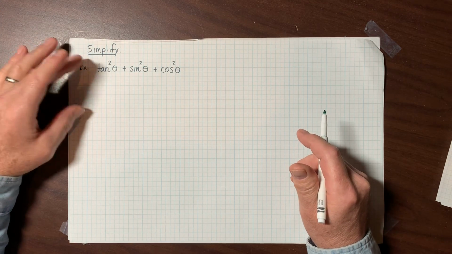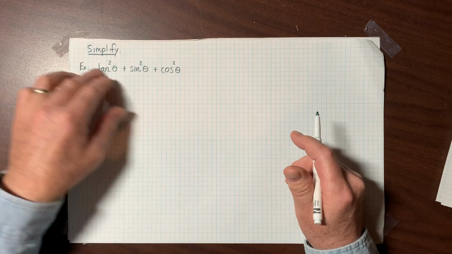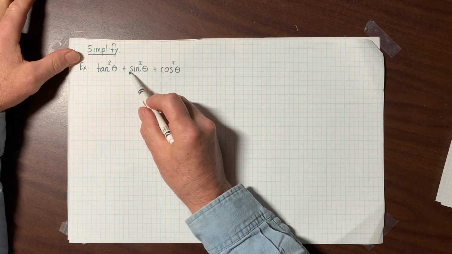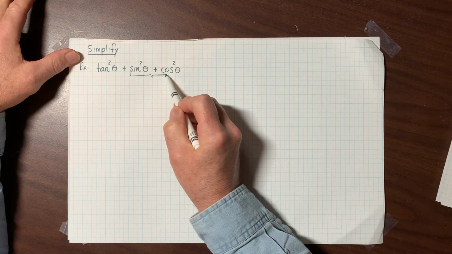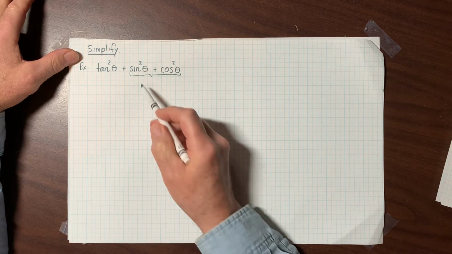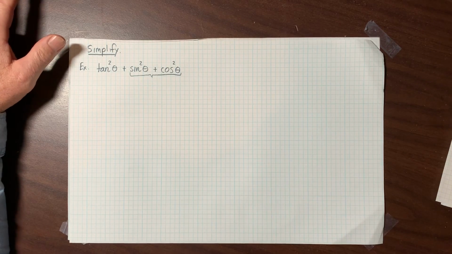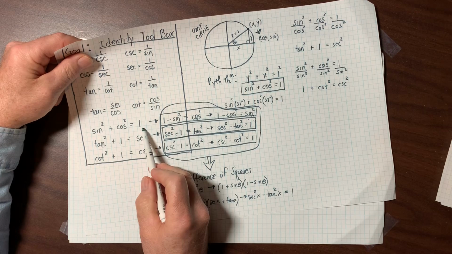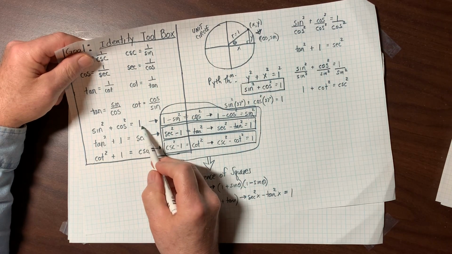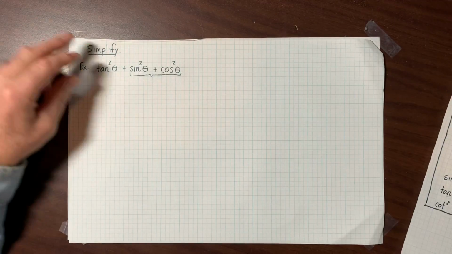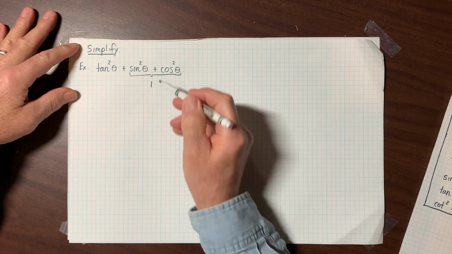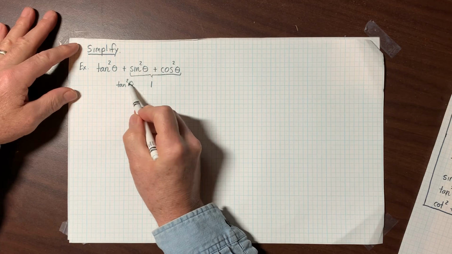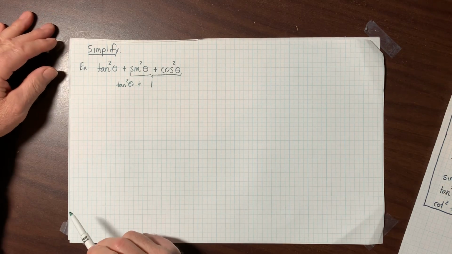So I'm charged with simplifying this expression. And here's what I notice. I notice this part of the expression right here. This sine squared plus cosine squared is this identity right here. So what I'm going to do is substitute 1 for that. So when I substitute 1 for that, I'm going to have tangent squared of theta plus 1.